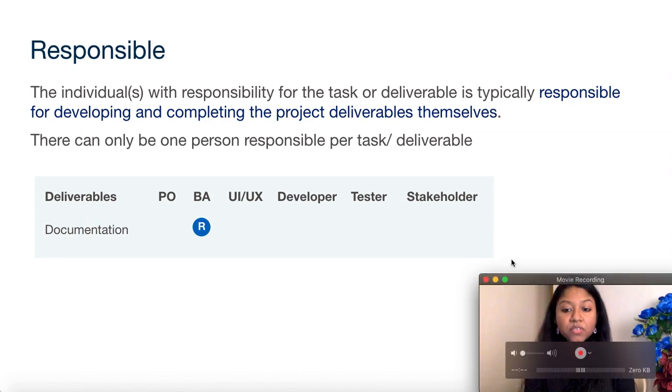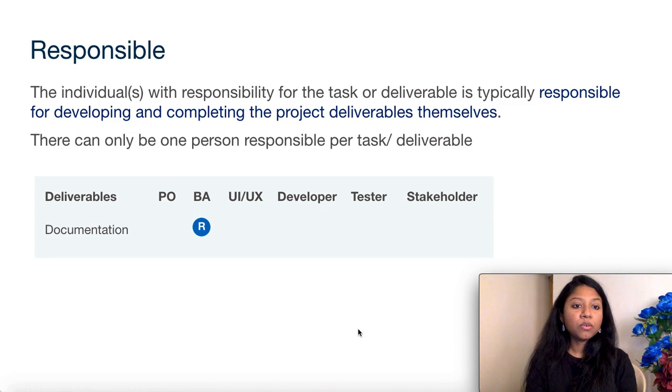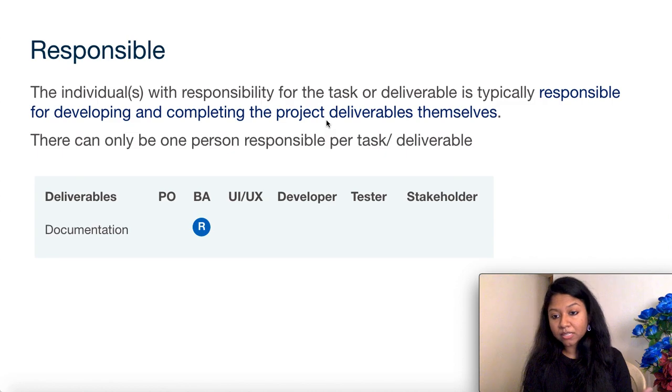So the first one is responsible. So when are people responsible? When we mark a person as responsible for something, it means that they are responsible for a particular task or a deliverable, and typically they are going to be responsible for developing or completing that particular project deliverable themselves. That's when we call someone responsible. If you're responsible, you need to get that work done. Simple as that. And there can be only one person responsible for an item or a deliverable.